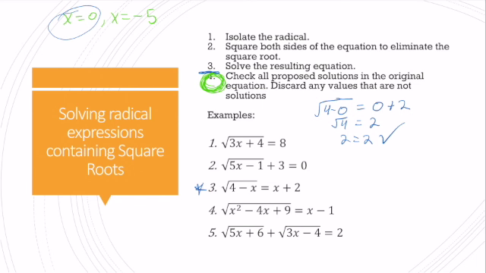Next, I need to plug in x equals negative 5. If I take the square root of 4 minus negative 5 equal to negative 5 plus 2, that gives me negative 3. Square root of 9 is 3, and 3 does not equal negative 3, so this is not a solution.